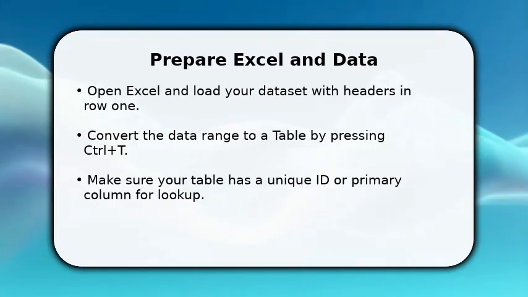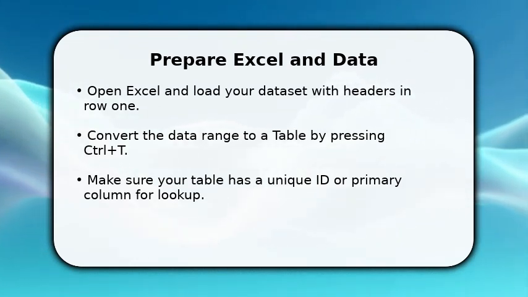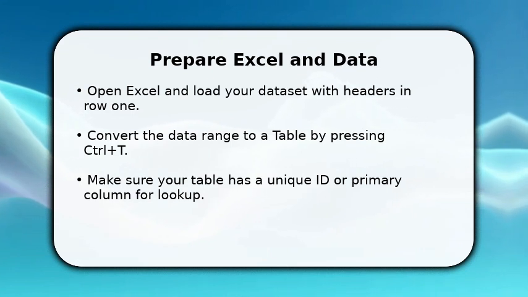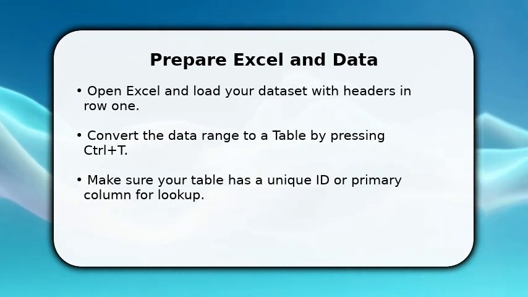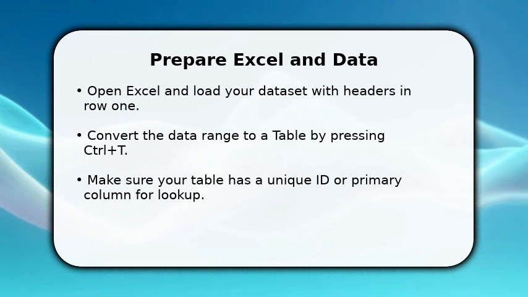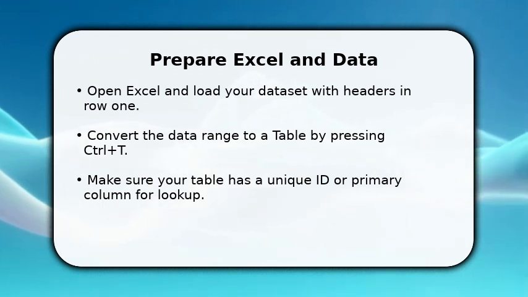Open Excel and load your dataset with headers in row 1. Check for empty header cells and fix them now. Convert the data range to a table by pressing Ctrl+T. Name the table in the Table Design tab for clarity and easier formulas.